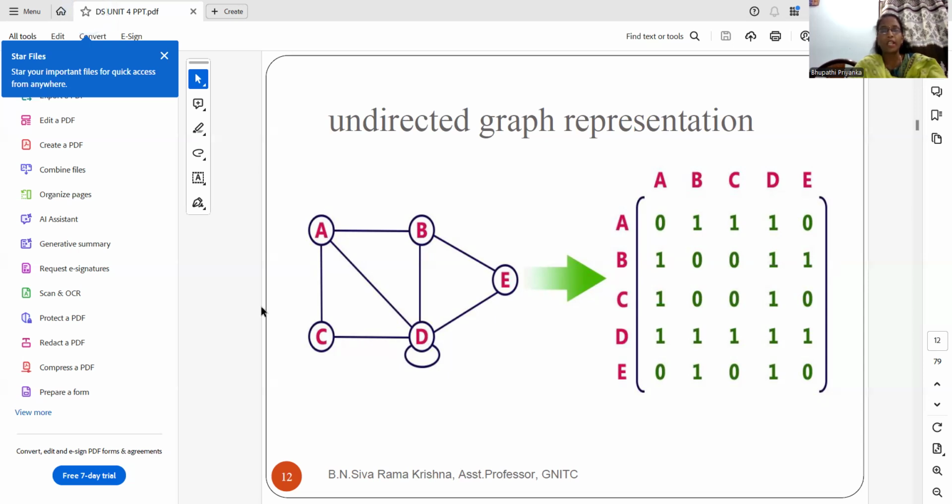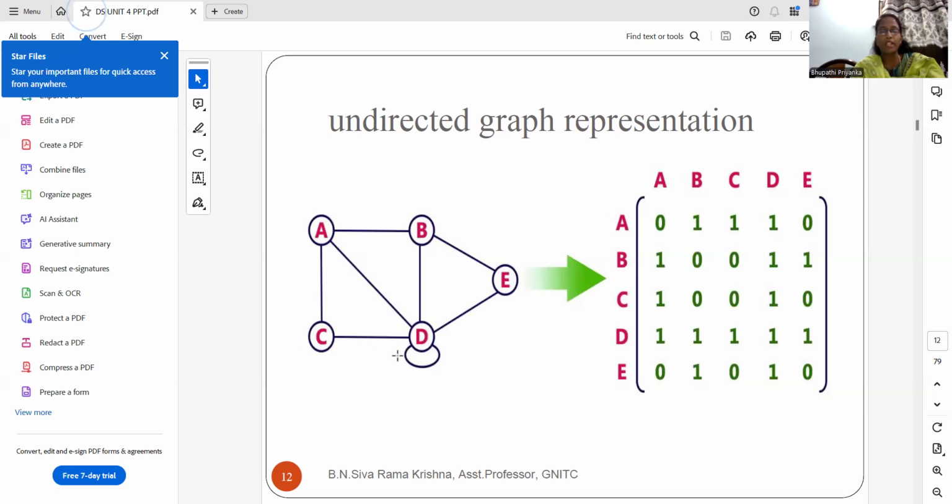Next, C to A. Here we have an edge representation. We have a node representation. So the matrix representation is 1. C to B, we don't have any edge. We don't have any connection. That is why we are taking 0. Next, C to C, we don't have any link. We don't have any node. That is the reason we are taking 0.